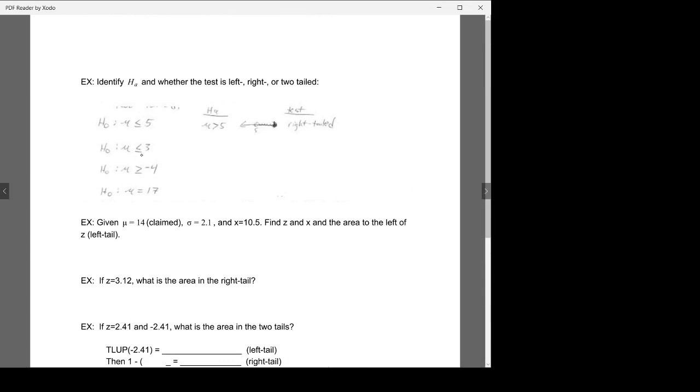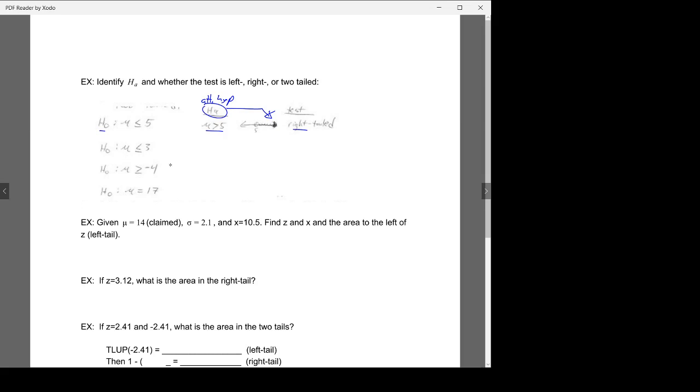And so you can see here, if you have something like, our null hypothesis is mu is less than or equal to 5, then what you do is you find the alternative hypothesis, which we practiced last time, and it's just opposite, right? Mu is greater than 5. And here's a picture of that. And the alternative hypothesis always determines the test. So the alternative hypothesis is mu greater than 5, and you can see it's the right side, so that's a right-tailed. Now here's one, mu is less than or equal to 3.